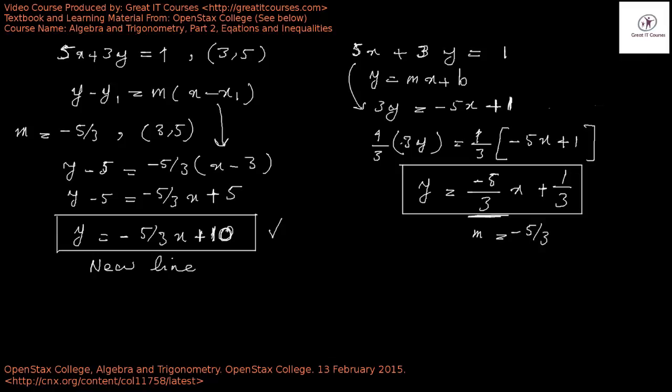So next we could do another example. Find the equation of the line parallel to this passing through this. We already did that. Now finding the equation of a line perpendicular to a given line passing through a point. This one we can do.